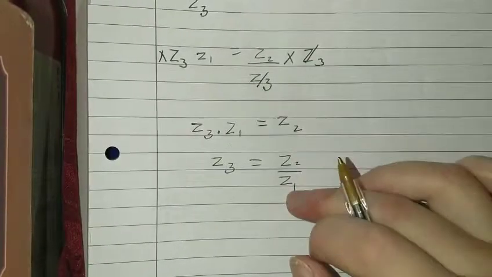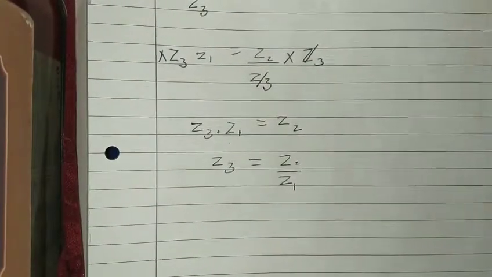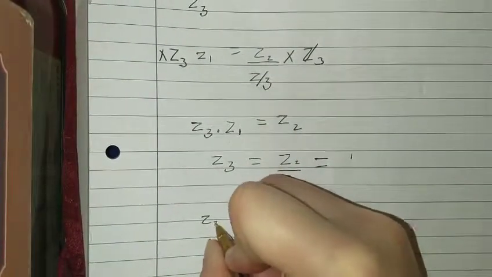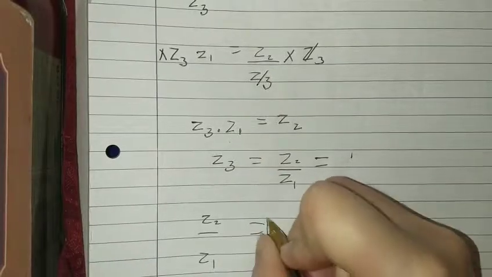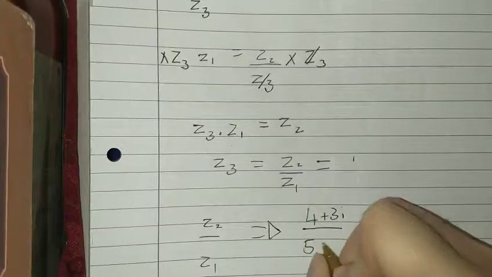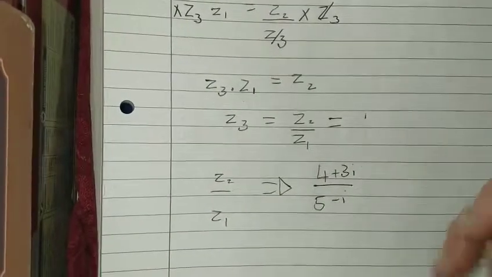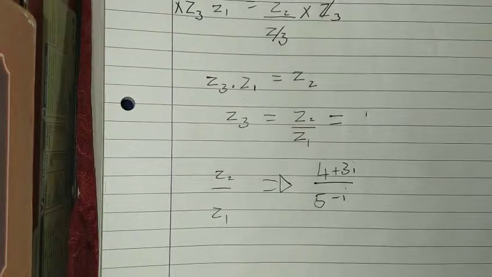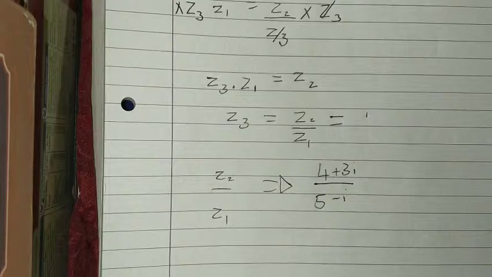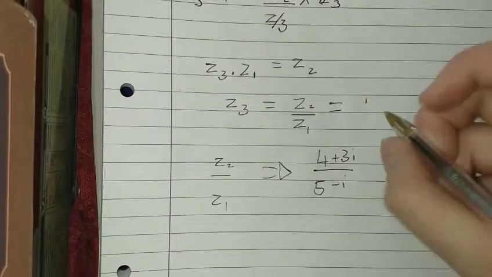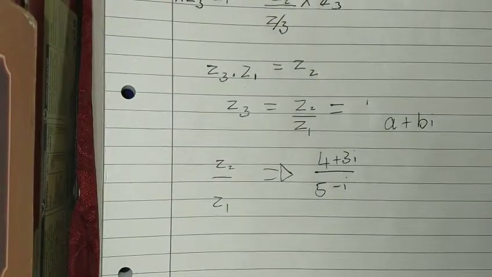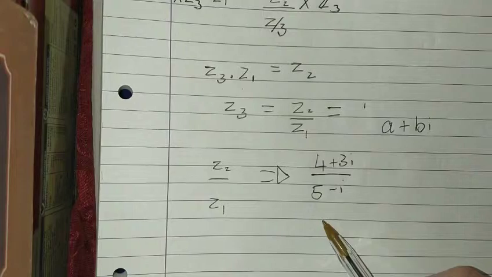And I know what z2 and z1 are, so I'm going to be able to do the division. So z2 over z1 gives me 4 plus 3i over 5 minus i. So now I have one complex number divided by another complex number. The rule when I have this kind of division with complex numbers is that I don't want a complex part on the bottom, because I want my answer to be in the form a plus bi. So I'm going to have to get rid of the complex parts on the bottom.